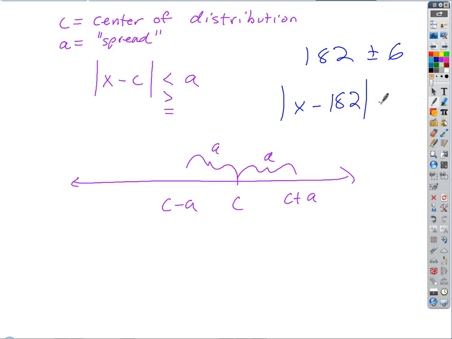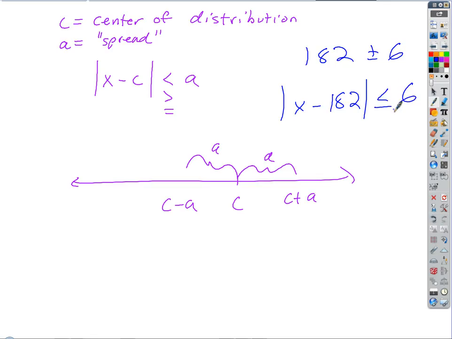'Cause realistically, we could have any number of grapes. We could have 183, we could have 181, right? See what I'm saying? So what do you guys think? What's the symbol that should go there? Less than or equal to, probably, right? Less than or equal to 6.